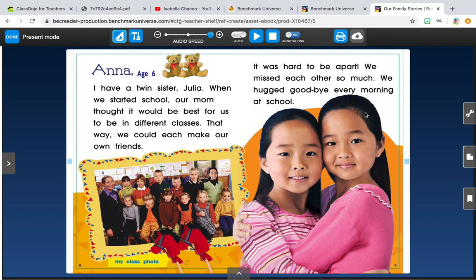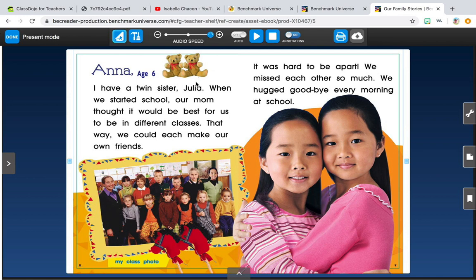Oh, so they're twins, so they look so much alike. So I don't know which one is Anna and which one is Julia. But they were twins, so they were born on the same day, and they were both in their mommy's tummy at the same time. We have a few twins in our class, like Arlene and Eileen.